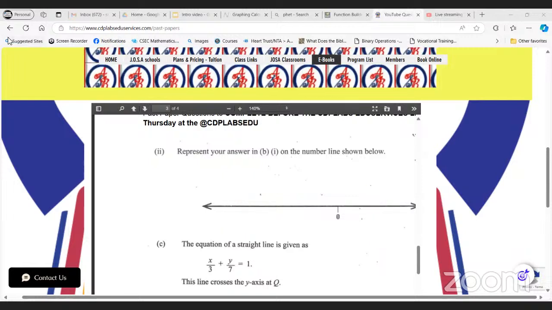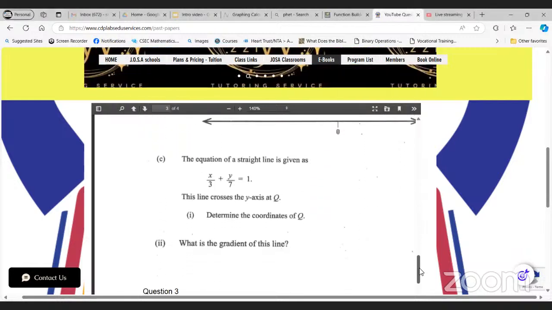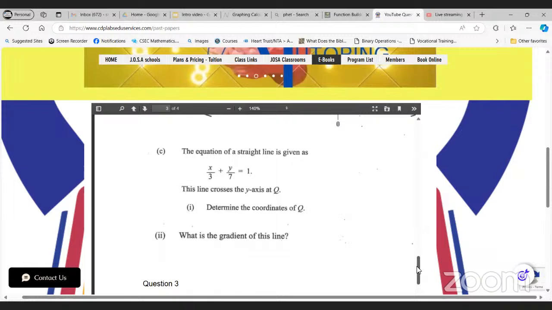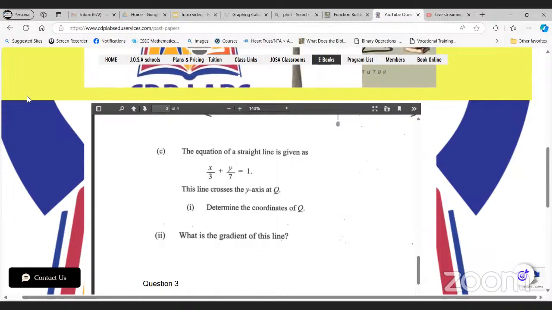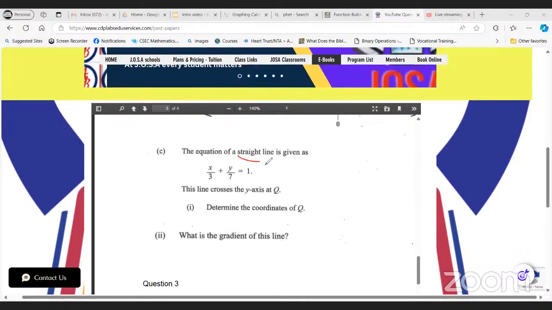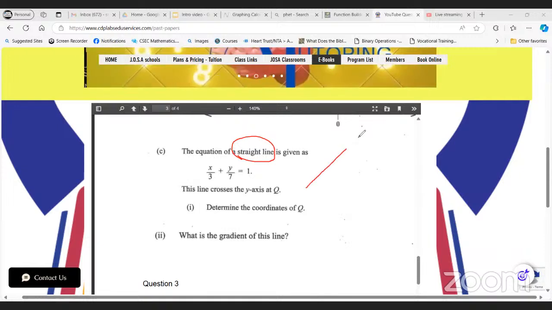All right, so I'm going to move on now to part C of the question. So we're almost finished with this one. Now, the equation of a straight line. Note, straight line. A straight line normal in a graph is something like that. Good?